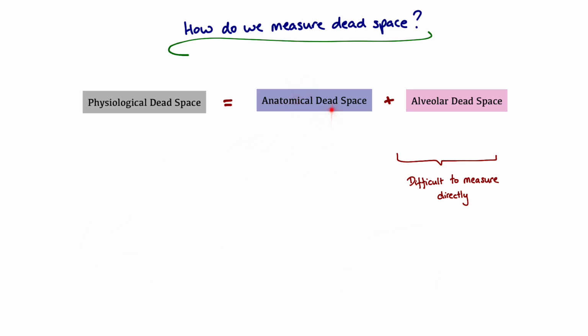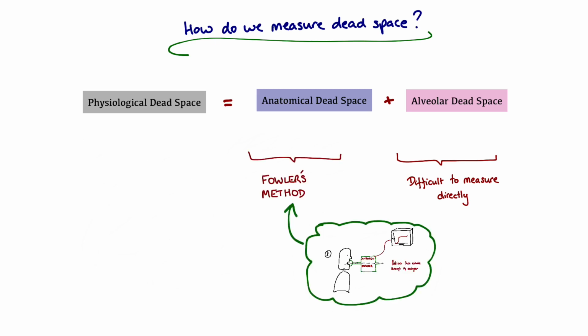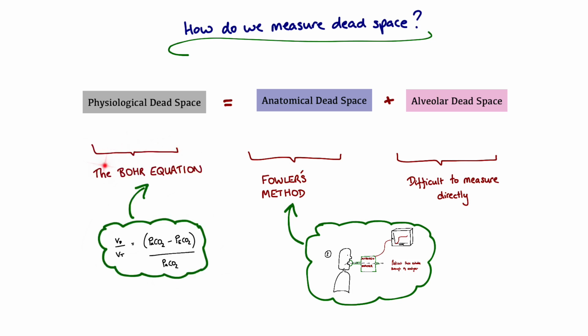The way we work out what our anatomical dead space is, is by using something called Fowler's method, and this involves a nitrogen washout test, and we'll talk about this in another video dedicated to this method. The physiological dead space can be calculated using the Bohr equation, and again this will have its own dedicated video. So physiological dead space, Bohr equation, anatomical dead space, Fowler's method, and then with a bit of simple mathematics you can then calculate the alveolar dead space.